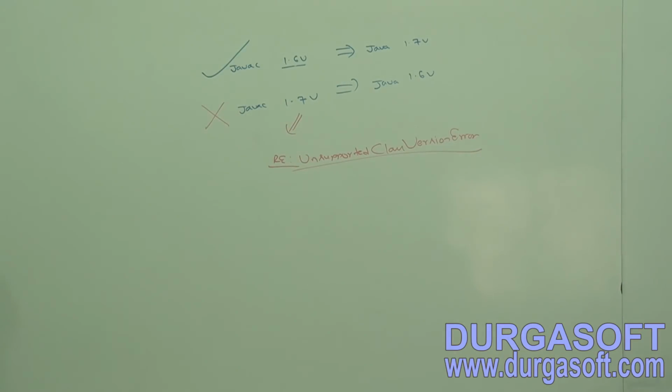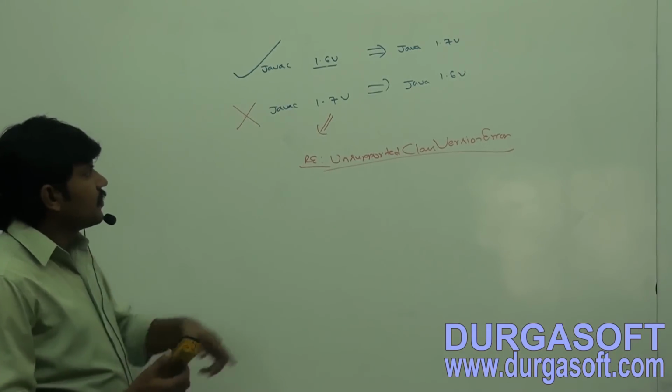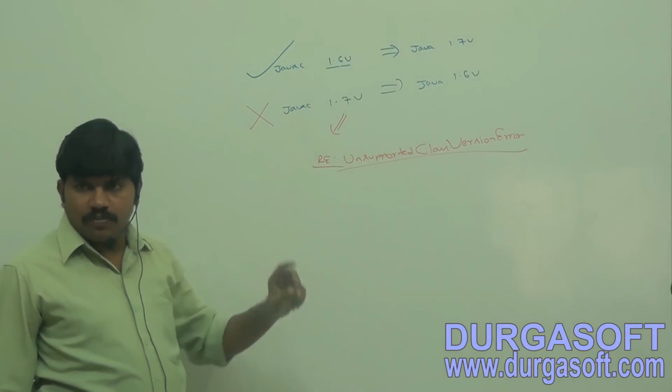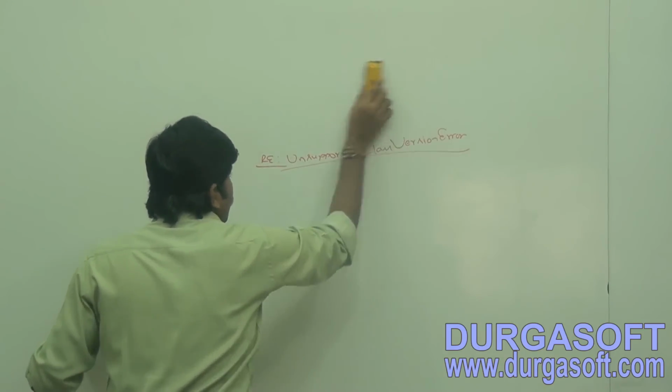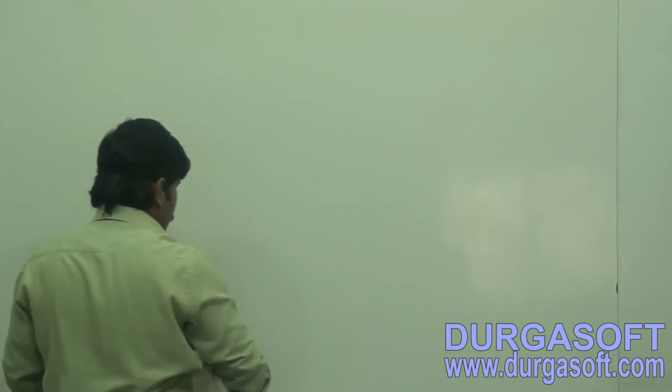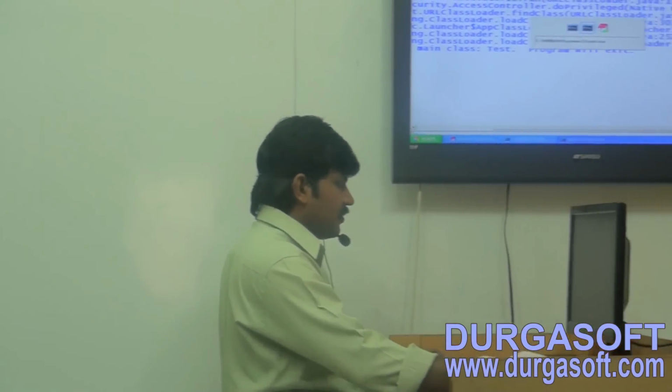Unsupported class version error. Class version error. I hope not much explanation is required. That ends the magic number, minor version, and major version; the remaining parts are better considered from the screen.